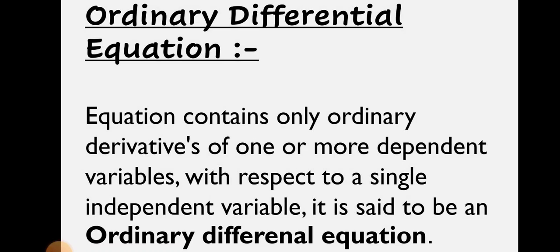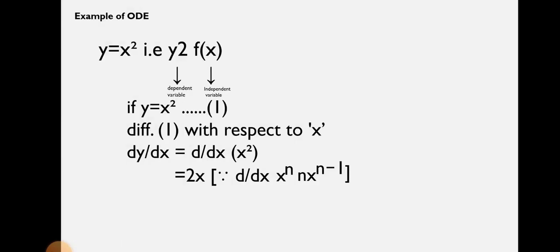Let's take an example. If y = x^2, that is y is a function of x. Here y is dependent variable and x is independent variable. Differentiating equation 1 with respect to x, dy/dx = d/dx (x^2). Differential of x^2 is 2x, using the formula d/dx x^n = n x^(n-1). Simply, ordinary differential equation is represented by d.